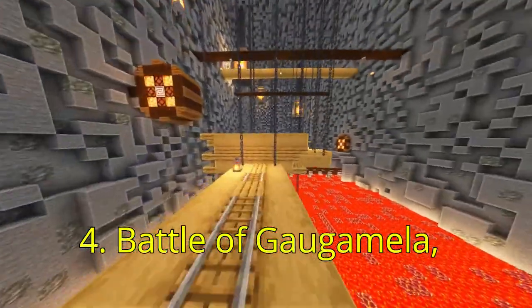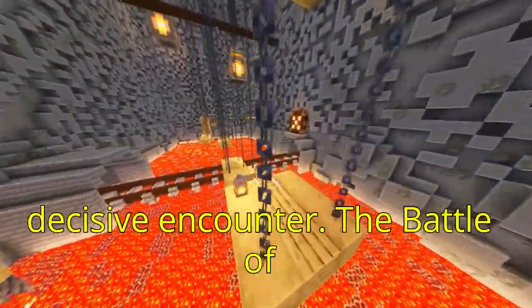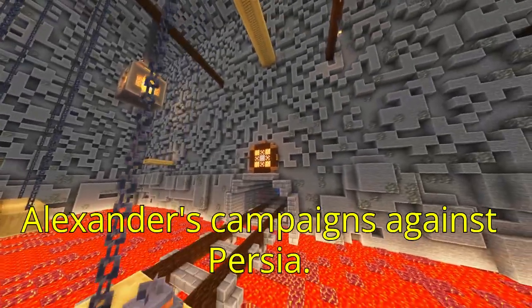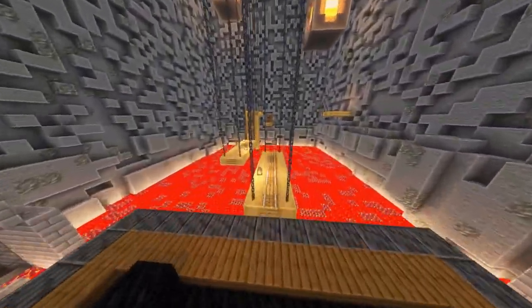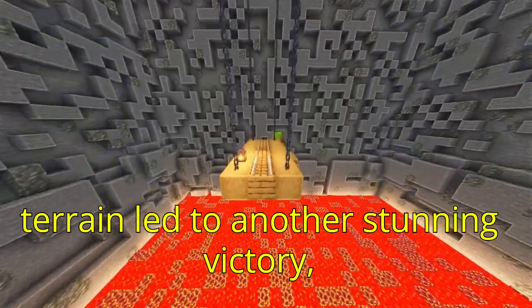4. Battle of Gaugamela, 331 BCE. The decisive encounter. The Battle of Gaugamela was the culmination of Alexander's campaigns against Persia. Darius assembled a massive army, but Alexander's tactical genius and use of terrain led to another stunning victory.